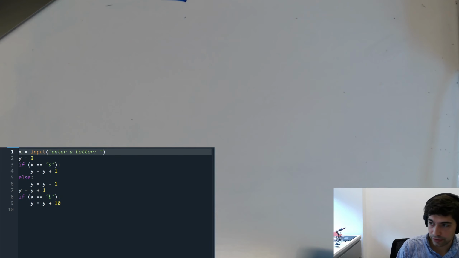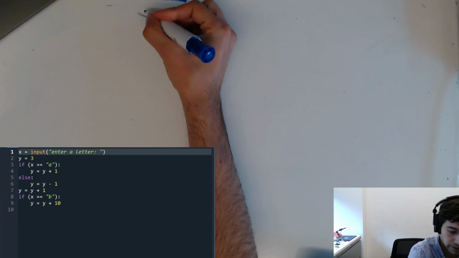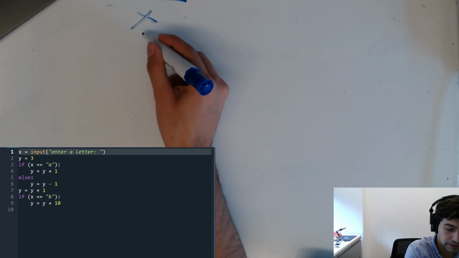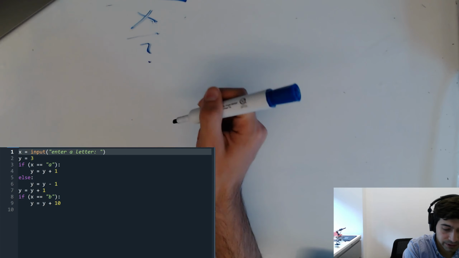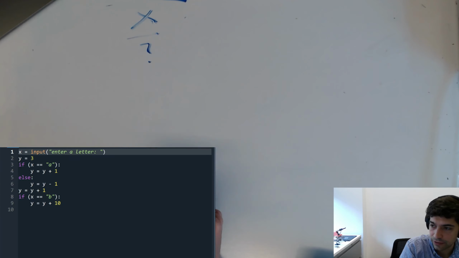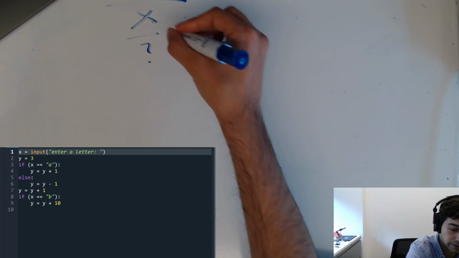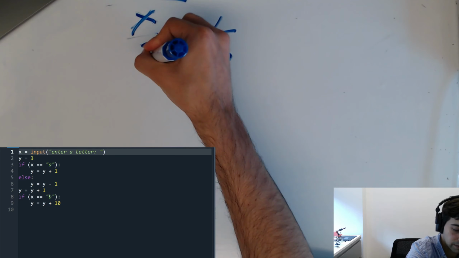So what we're going to do is use the same accounting technique that we had before. We're going to start with some value X here, and this X value is going to be a question mark. We don't know what it's going to be because the user has to input something. And then we have Y, and Y is going to be 3. So this is working better now.